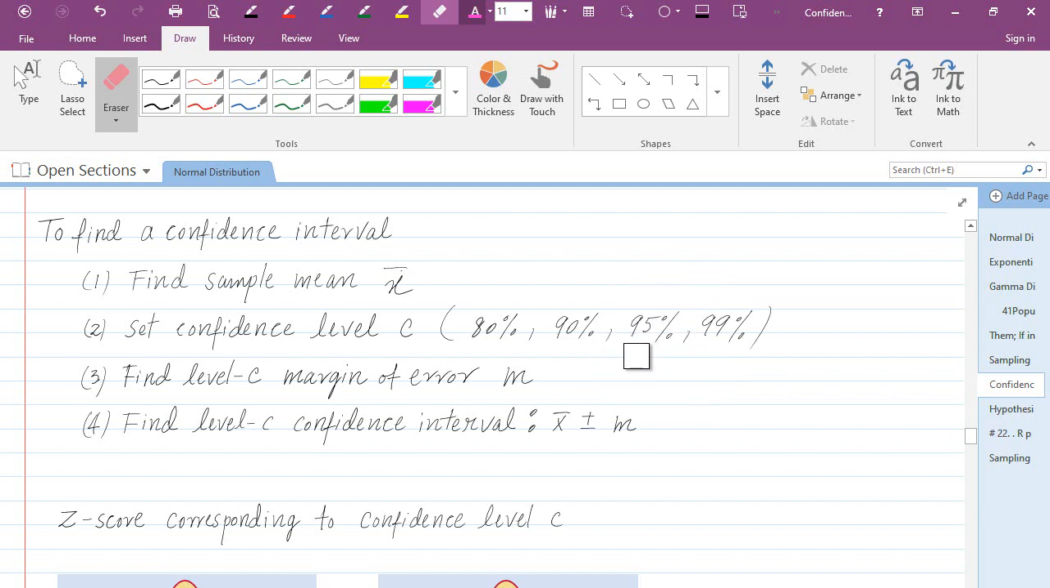Confidence level, and then you want to find the level C margin of error M, and once you find the level C margin of error, the level C confidence interval would be given by the lower limit for the interval, x bar minus M, and the upper limit for the interval, x bar plus M.